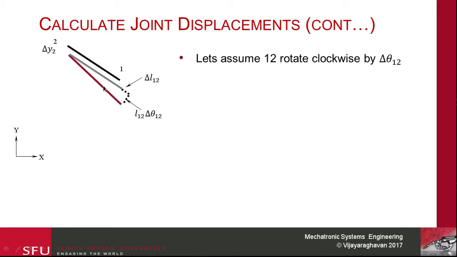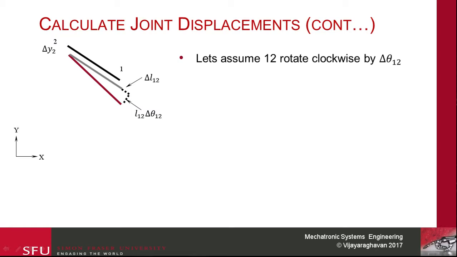So our final link is going to be in red as shown here, where this dotted line is going to be delta 1, 2, and then this one we're going to approximately assume is almost equal to L12 times delta theta 1, 2. This is valid when the displacement and the theta are very, very small, where this actually just affects as a rotation.